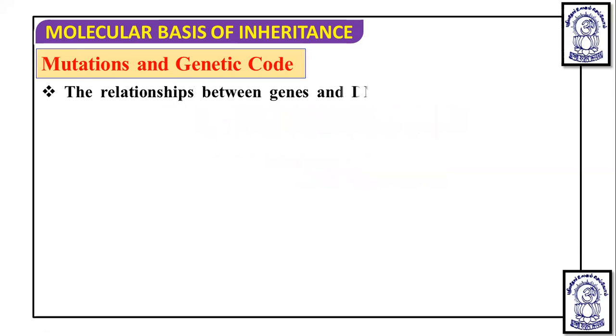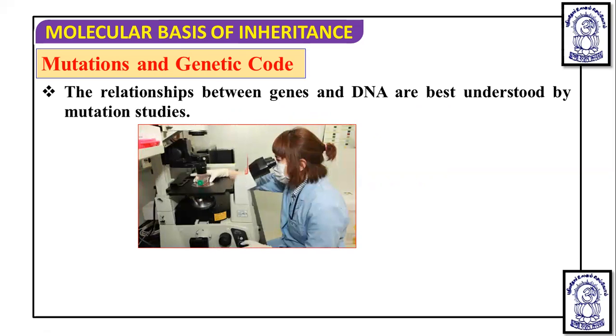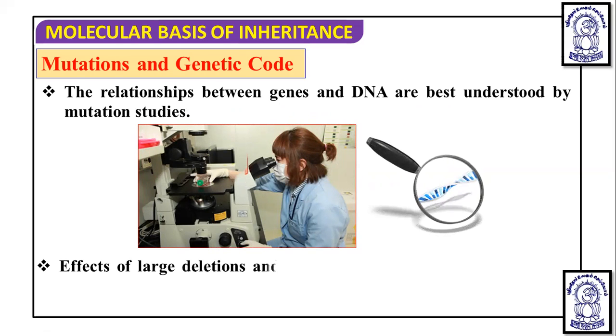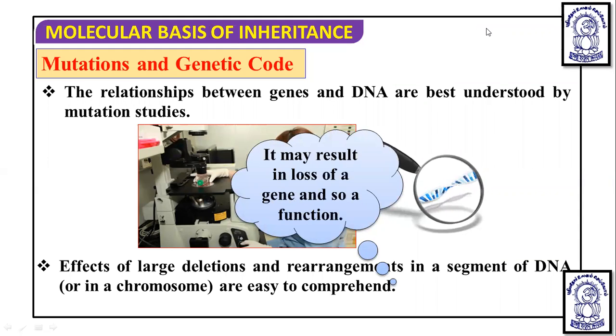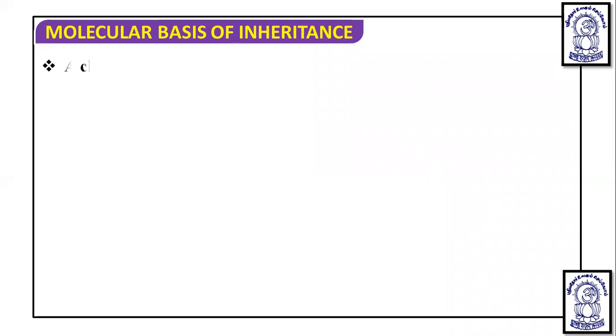So mutation and genetic code: the relationship between gene and DNA is best understood by mutation studies. The effect of large deletion and rearrangement in a segment of DNA or in a chromosome is easier to comprehend. If a deletion or rearrangement occurs in any segment of DNA or in a chromosome, that can be easily comprehended by its change in phenotype. It may result in a loss of gene or a function. Means if a deletion or loss in a chromosome occurs in a particular gene, then there will be a loss of a phenotype or a function.